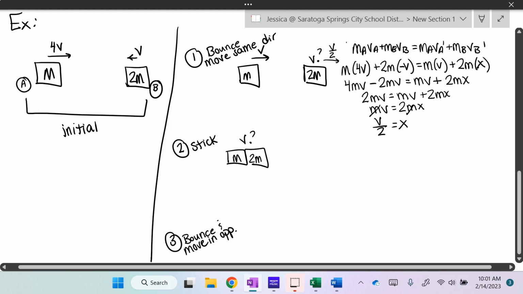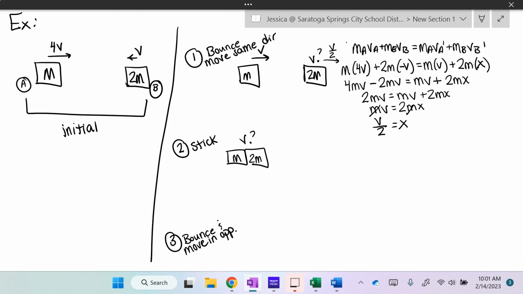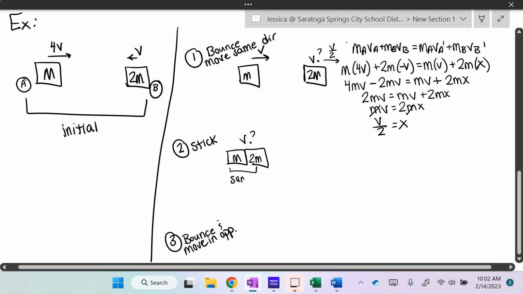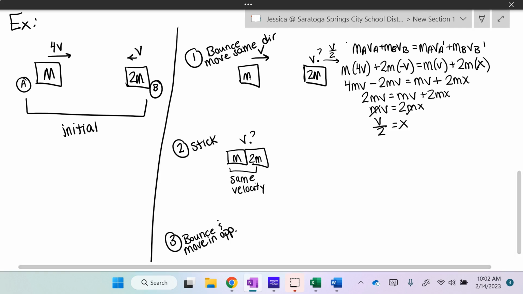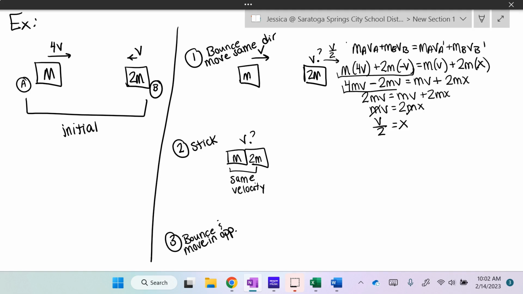So the important thing to remember is when two blocks are stuck together, they are going to be moving with the same velocity because they're stuck together. Just like in a system that's connected, they have the same acceleration. This is a connected system, so same velocity. So my initial momentum, everything on this side is going to stay the same.